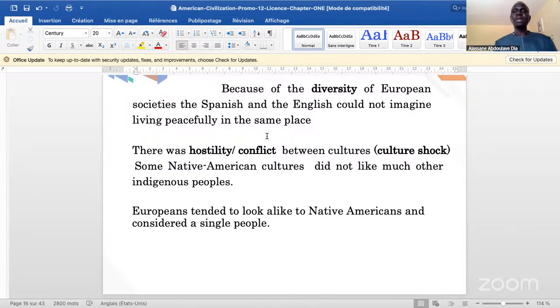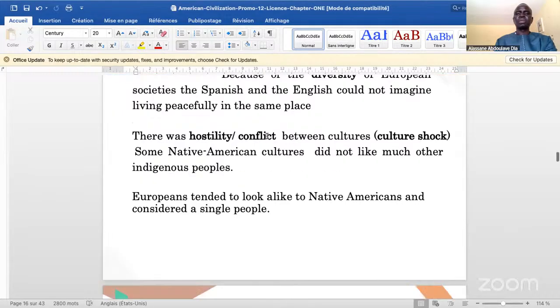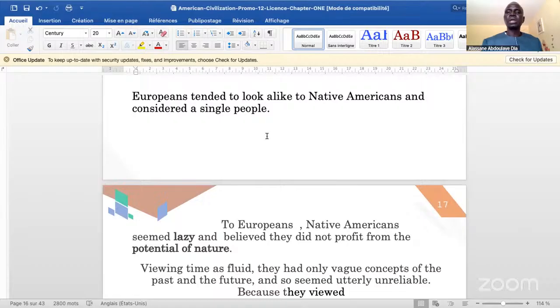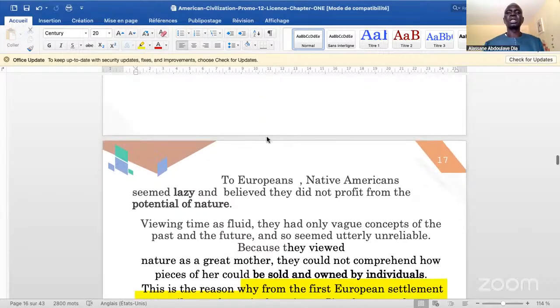Why? Some Native Americans did not like other indigenous people much. There was a kind of culture shock, a kind of resistance. I repeat, why was it? Because some Native Americans did not like other indigenous people much, and Europeans tended to look at Native Americans and consider them a single people.